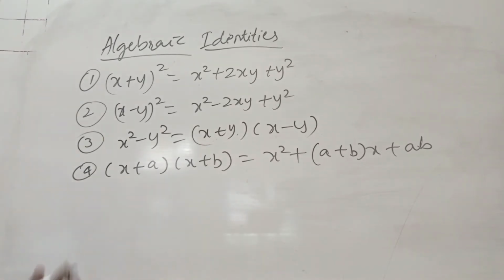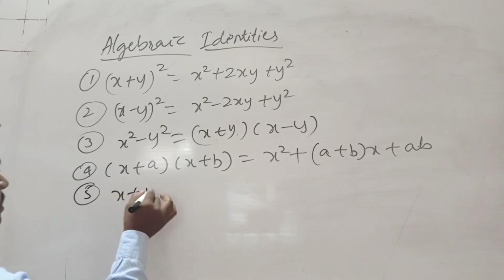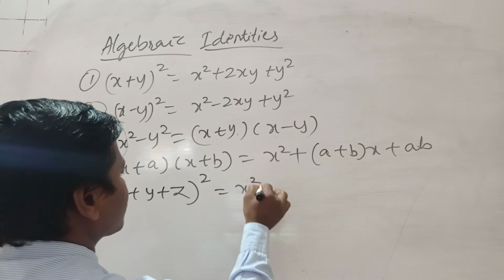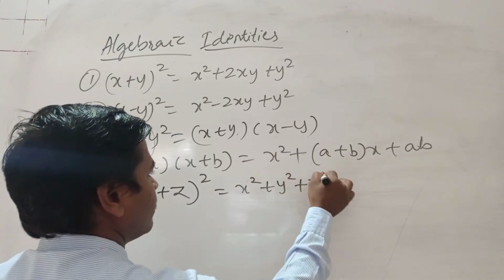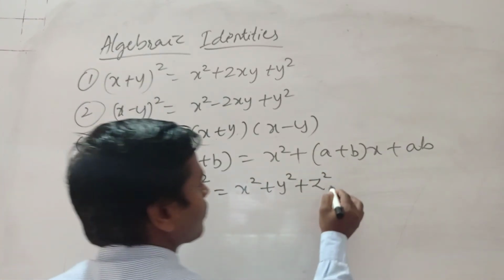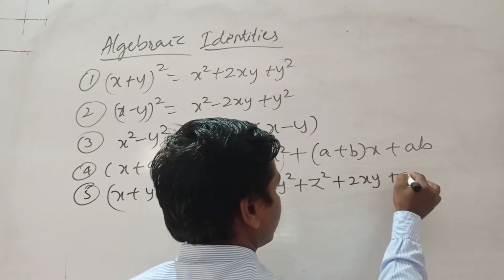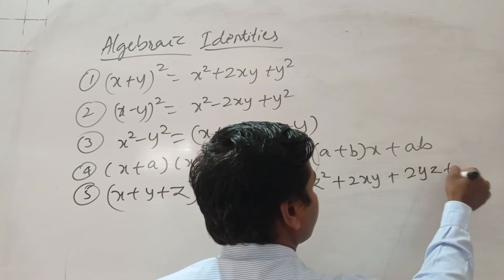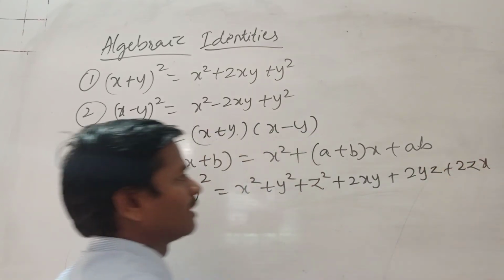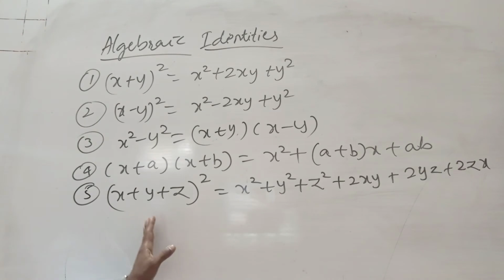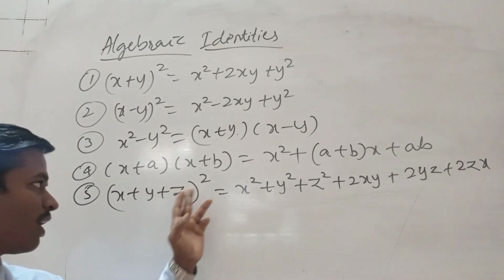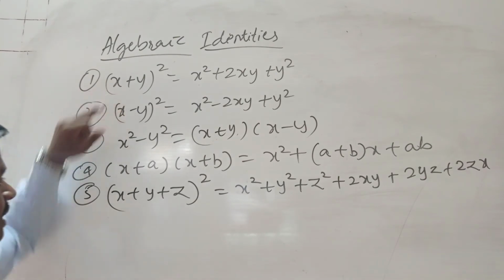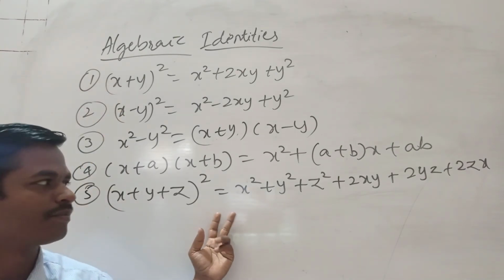One more formula is the fifth one: (x + y + z) whole square equals x square plus y square plus z square plus 2xy plus 2yz plus 2zx. This is a polynomial with three terms. The square of three terms. The first one is the square of two terms. The square of three terms is here. Okay.